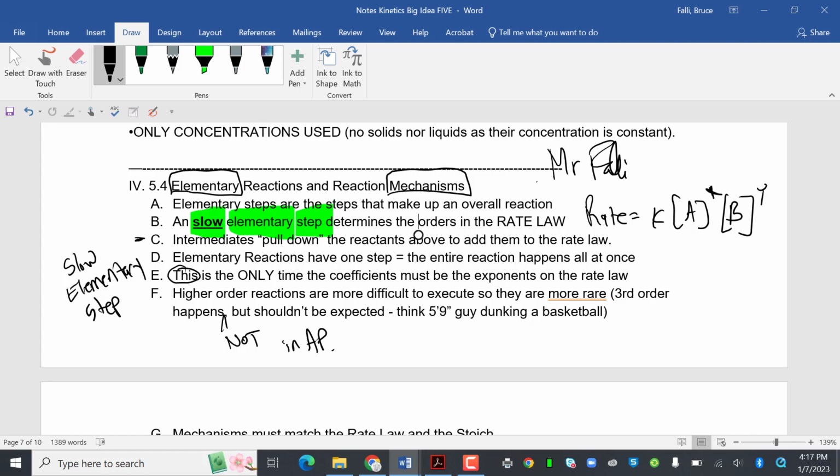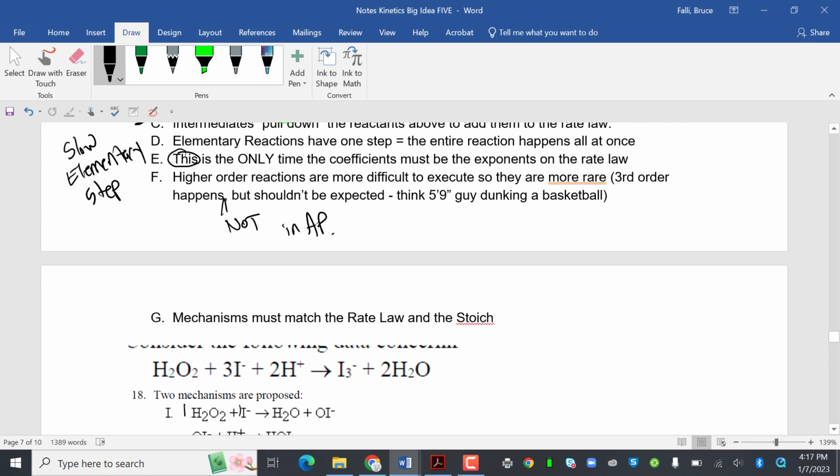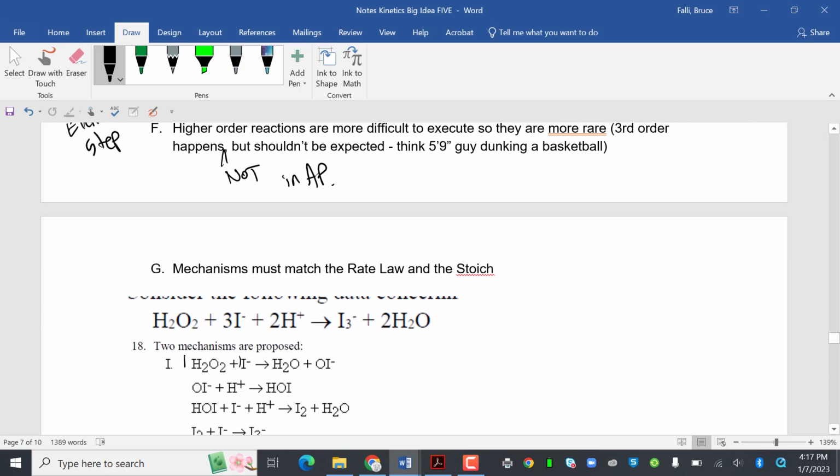So think a 5'9" guy dunking a basketball. That shouldn't happen very often. It can happen, but if you expect it, you're just silly.